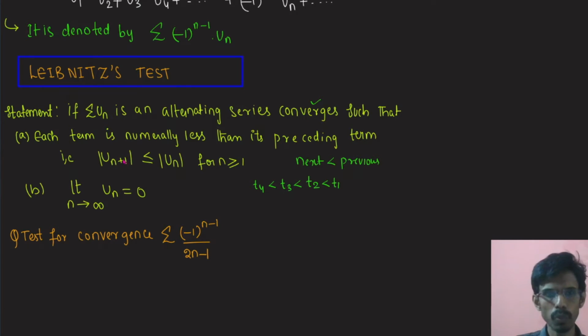Mathematically it is written as un+1 less than un. N+1 means the next term, un is the present term, un+1 is the future term. So the future term is less than the previous term in magnitude, numerical value, not sign, for n greater than or equal to 1. This is the first condition. The next condition is limit n tends to infinity un must be 0. This is the second condition to check whether the given series is convergent or not by the Leibniz test.